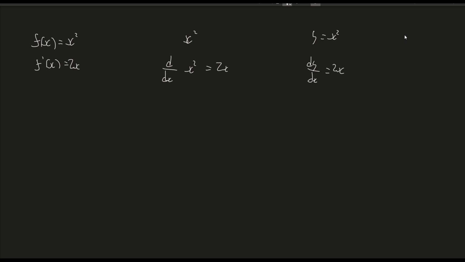But you could also have, say, w equals x squared, so differentiating that would be dw by dx, which is saying differentiate w with respect to x, and that would also be 2x. But you see that in all of them, they're all the same answer because you're differentiating the same thing at the end of the day.